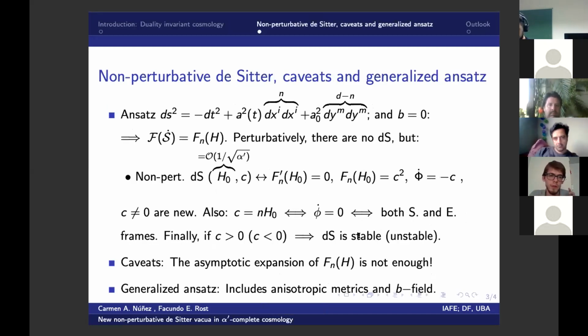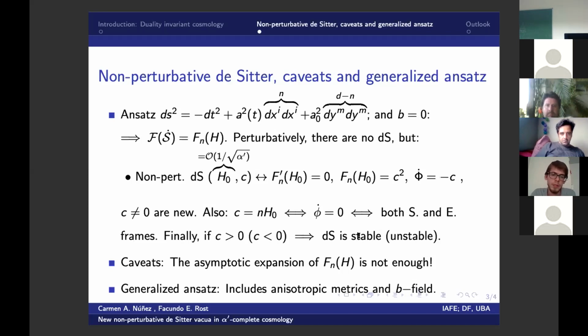We're going now to focus on the de Sitter cosmologies. We propose this simple ansatz, which is basically a dynamical scale factor in n spatial dimensions and a static scale factor in the remaining ones, and trivial B field. It turns out that the F function is a single variable function that only depends on the Hubble parameter that corresponds to the dynamical scale factor.